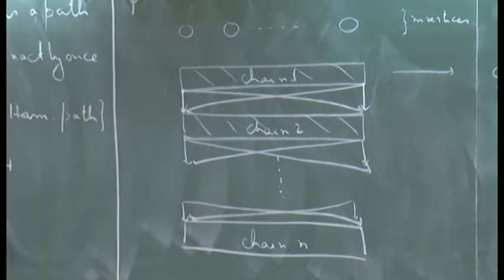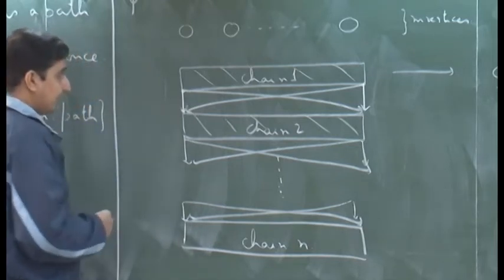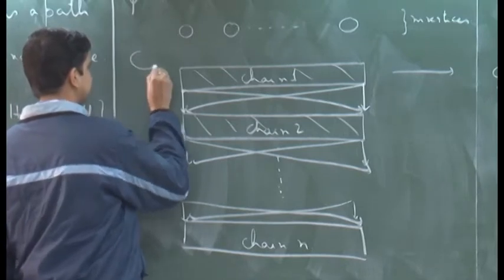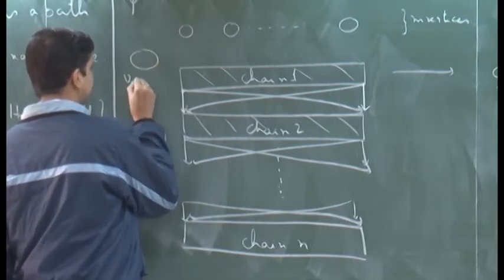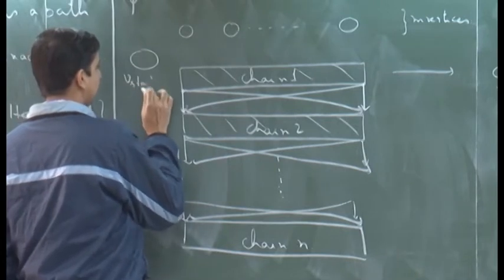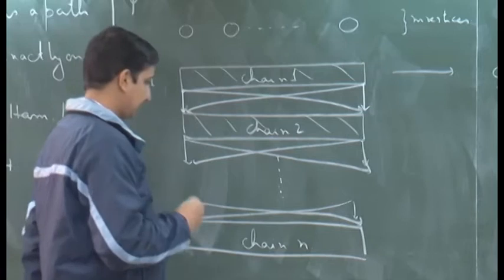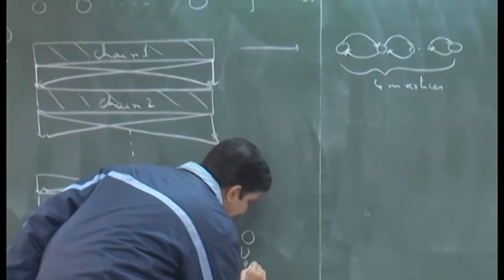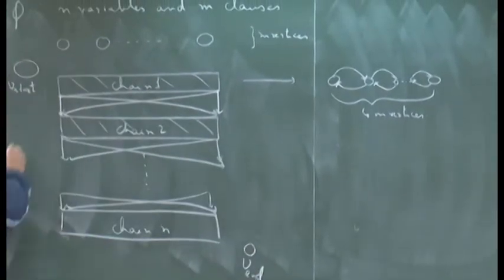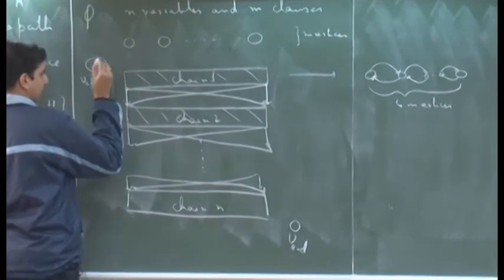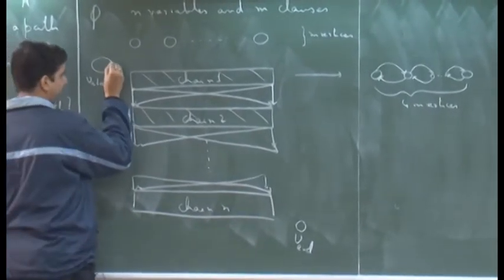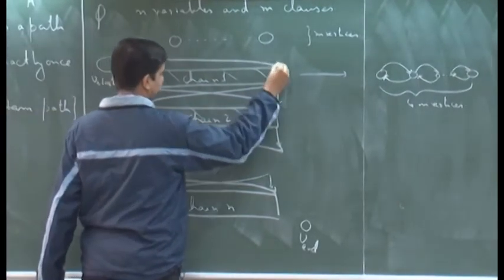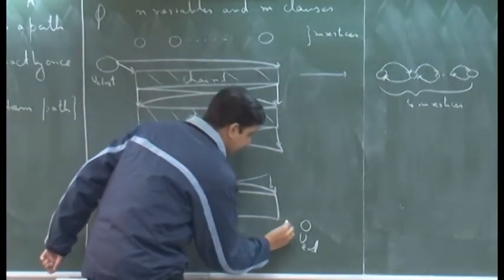Okay. In addition, I add some more edges. I add 2 more vertices as well. There is a start vertex, let me call it V start, and there is an end vertex, I will call it V end. I connect the first vertex of chain 1 from V start as well as the last vertex, and the same thing I do for V end.